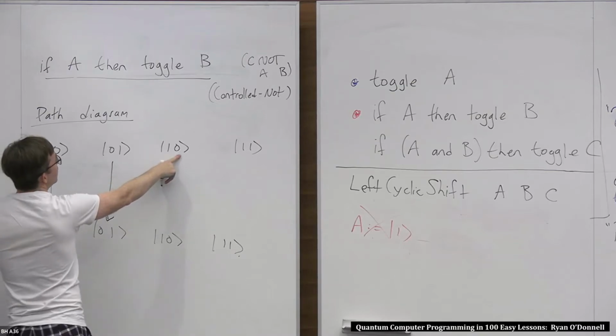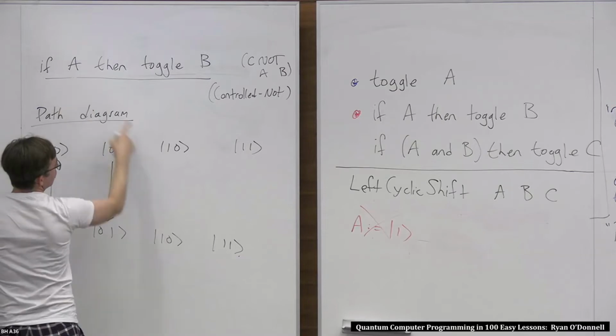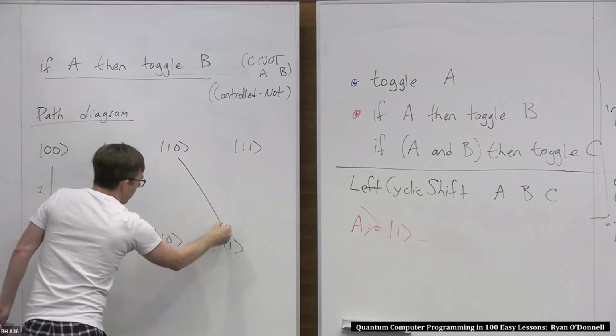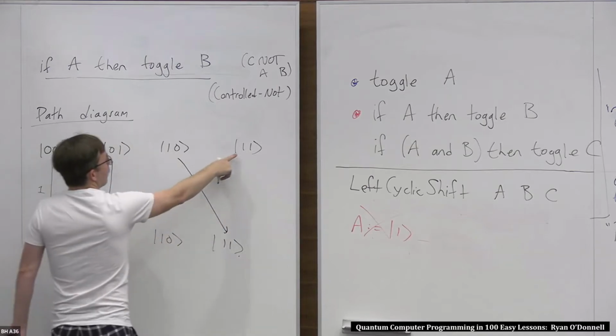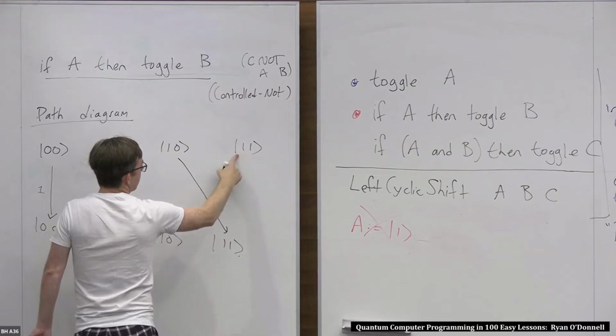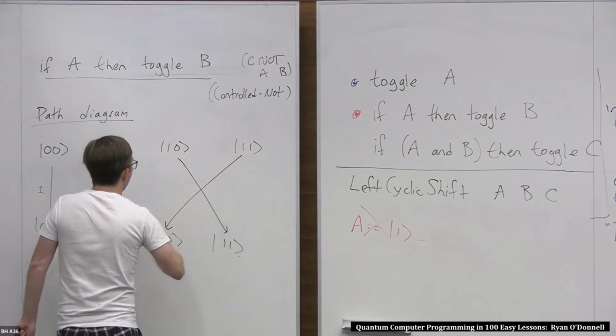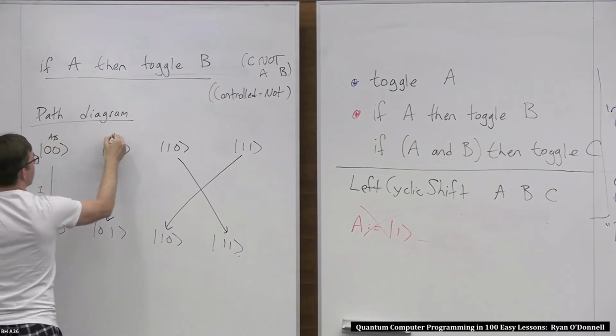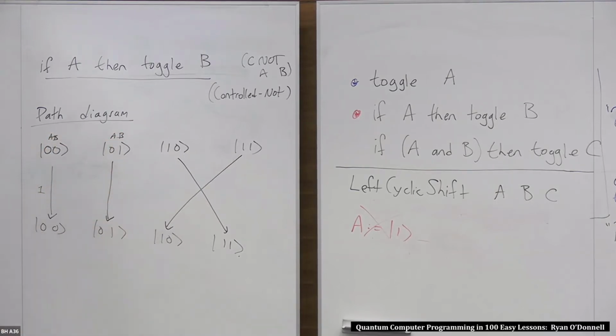What if A is 1 and B is 0? Well, A is true, so you do toggle B, so A stays 1 and B becomes 1. We have this arrow. And here, if A is 1 and B is 1, you do toggle B, so it becomes 0, so you go to 1, 0. I should always remember we're writing these in order A, B, A, B, A, B. Okay, so I call this the path diagram for the if A then toggle B instruction, or the C-NOT instruction.